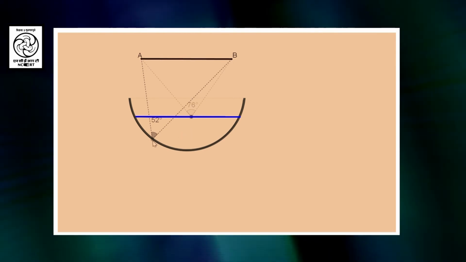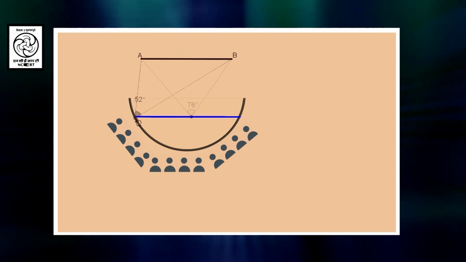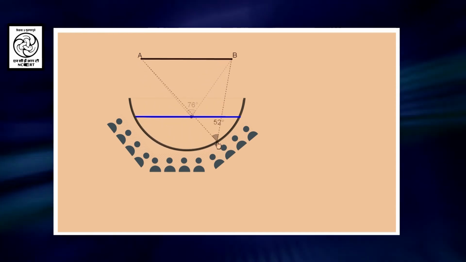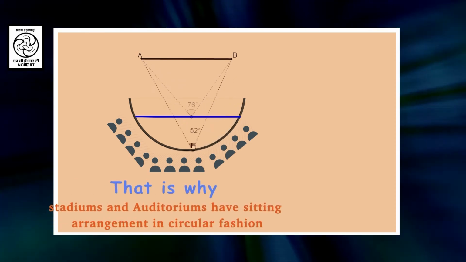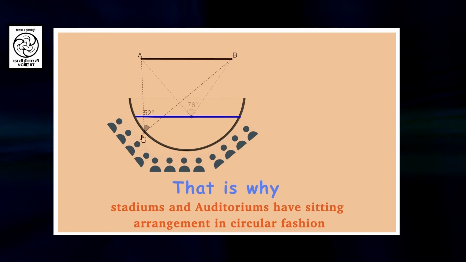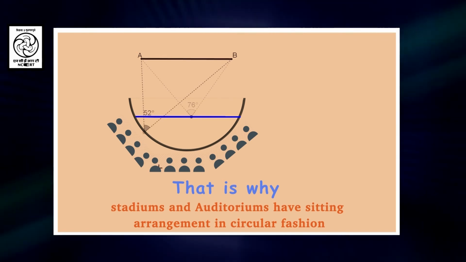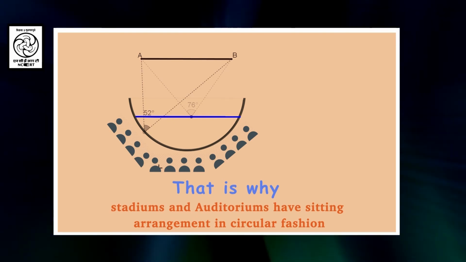But in case the sitting arrangement is made semicircular, you can see that everybody sitting here will have the same view of the stage, and that is precisely the reason why in stadiums and big auditoriums, the sitting arrangements are always in a circular fashion. That is all for today.